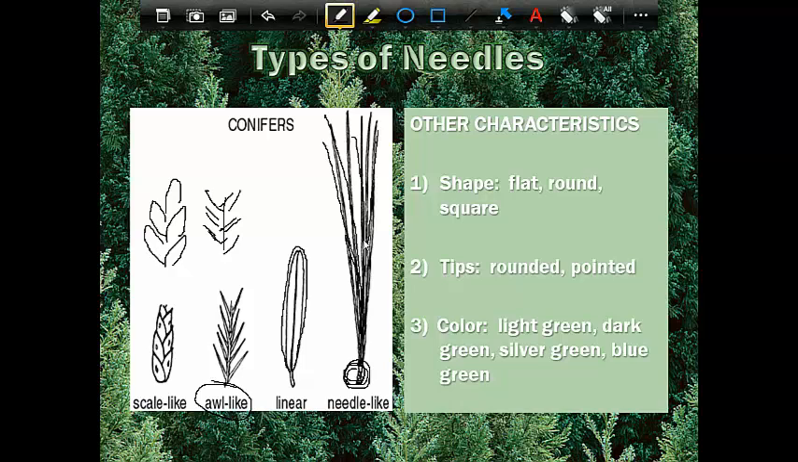Other characteristics you should write down that we can use to identify conifers is the shape of their needles. Is the needle flat all the way around? Is it round like a toothpick? Is it squared off on the edges? The tips of the needles themselves, are they rounded or are they pointed? The colors of the needles, are they light green, dark green, silver green, blue green? You've seen that most evergreen species have a variety of colors. All of these things you're going to be using in identification of conifers, so make sure you have those in your notebook.